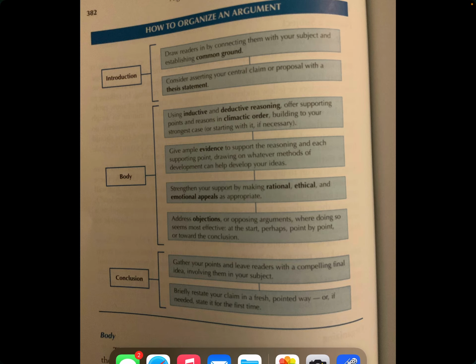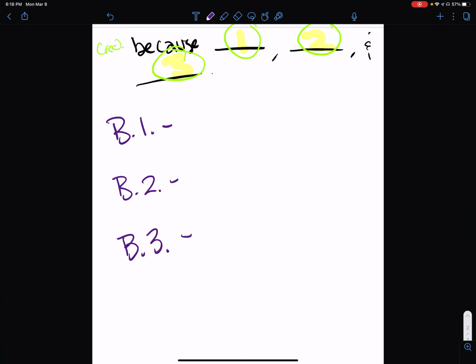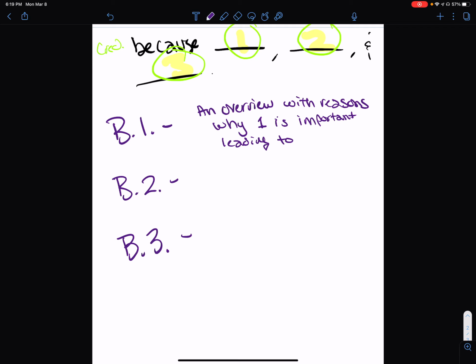So again, let me go back to where, there we go. Then here I would give a broad overview, an overview with reasons why 1 is important, leading to 1. And again, the 1 is referring to this one. So I may say something like, let me see what I have here.